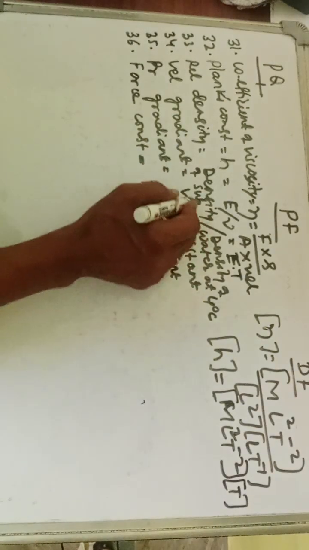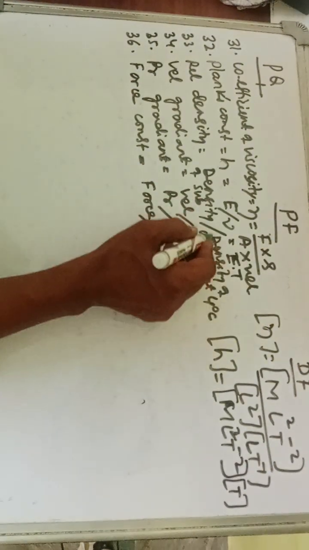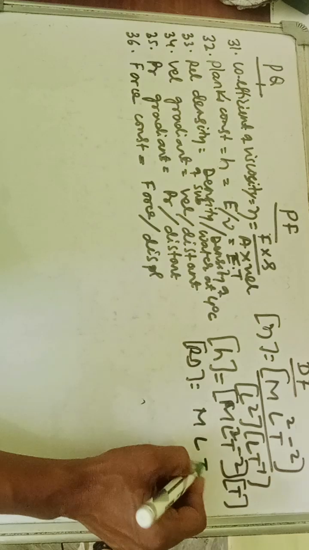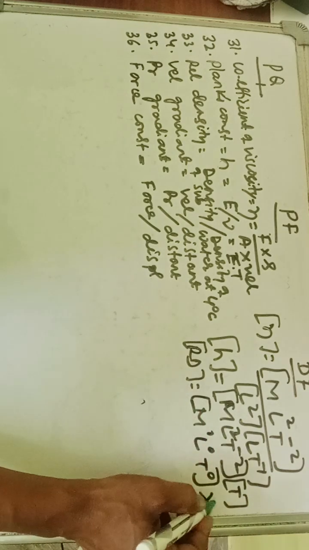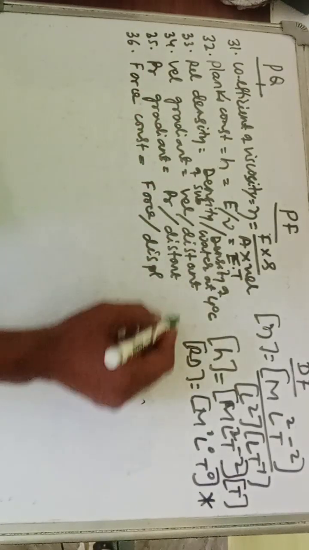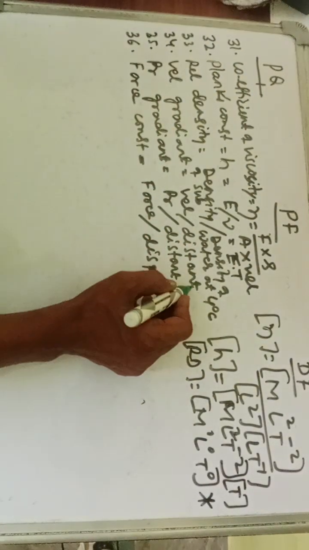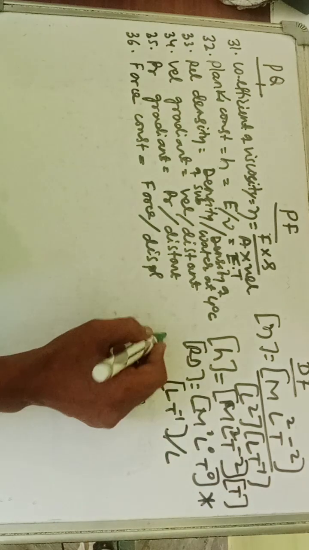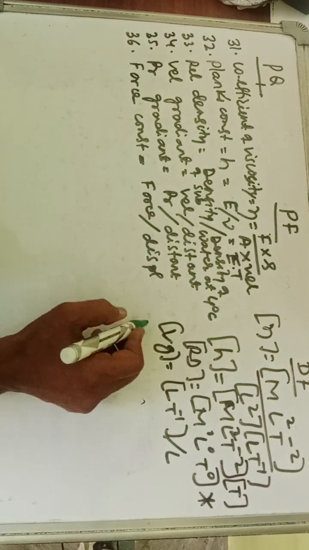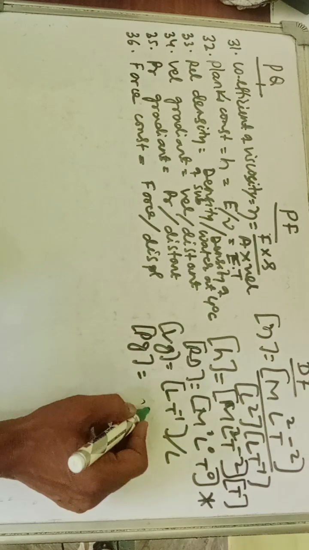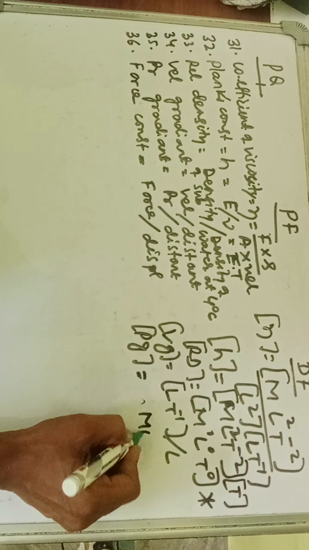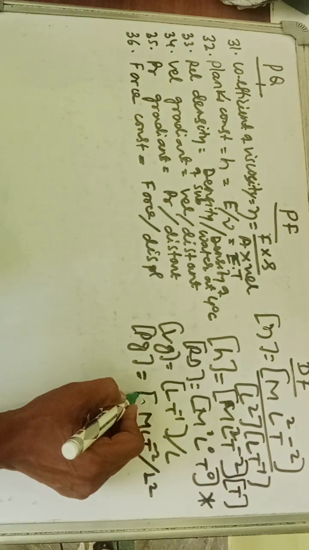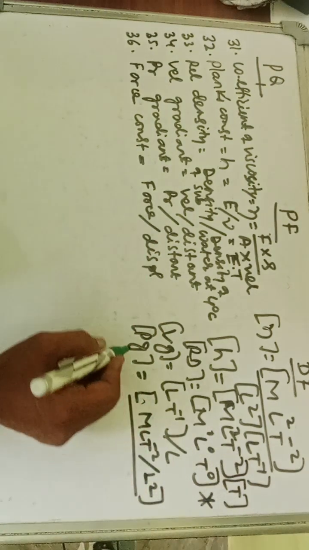Then relative density is the density of a substance by the density of water at 4 degrees centigrade, and it is a ratio of densities, hence relative density has no dimension. Velocity gradient is velocity upon distance, that is LT^-1 by L. Then pressure gradient is pressure, that is force on area, MLT^-2 divided by area L^2, and the whole divided by again distance L.